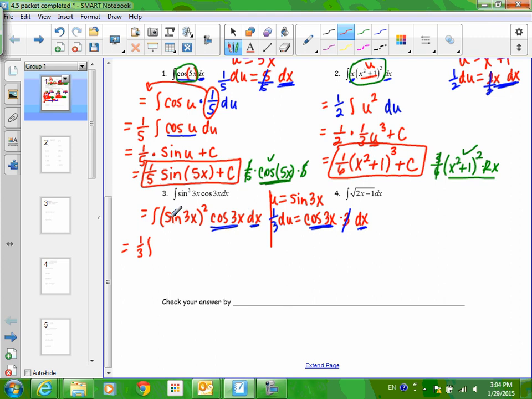Okay, sine 3x, that's what we let u equal. So sine 3x squared becomes u squared. Now, all of this right here that I underlined in blue, cosine 3x dx, we replace that with the 1/3 du. Well, I already have the 1/3 right here, so I can just put in the du. So do you see how the problem got much simpler? That is a sign that you're on the right track.